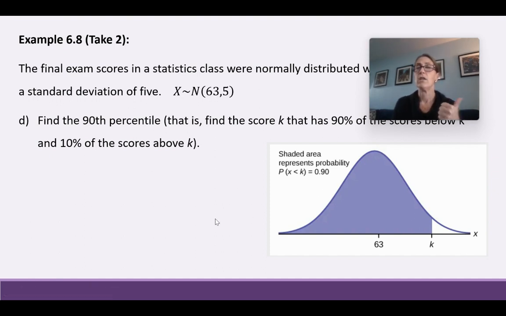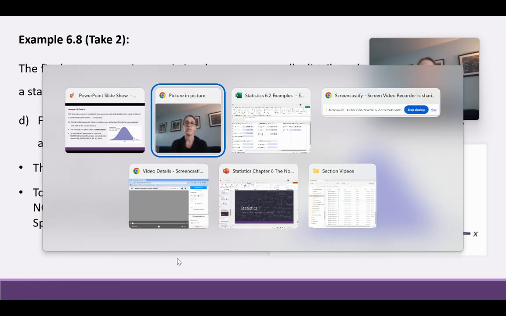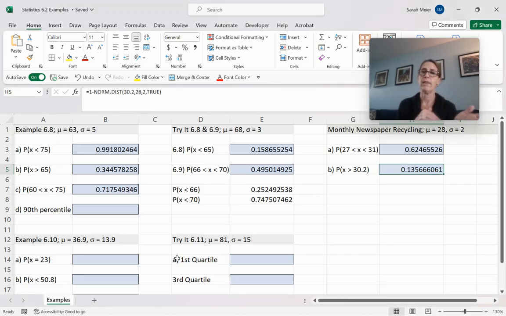With the uniform, because the area was a rectangle, we had to do some algebra to figure out what the value was. So here, like I said, K is called a critical value. We can use our norm.inv formula, where we plug in the probability, the mean, and the standard deviation to get the value that is going to give us the 90% that we're looking for in this example. Okay, so we have the normal distribution formula that we've used.